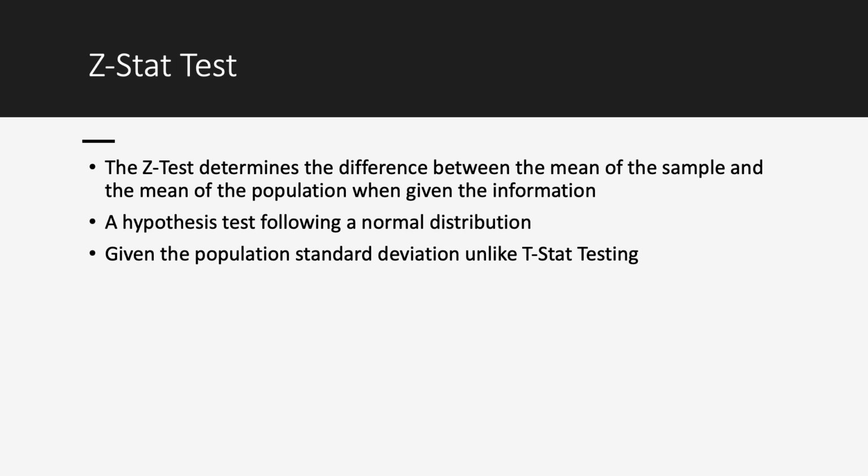The z-statistic test determines the difference between the mean of the sample and the mean of the population when given the information, a hypothesis test following normal distribution, given the population standard deviation unlike t-statistic testing.